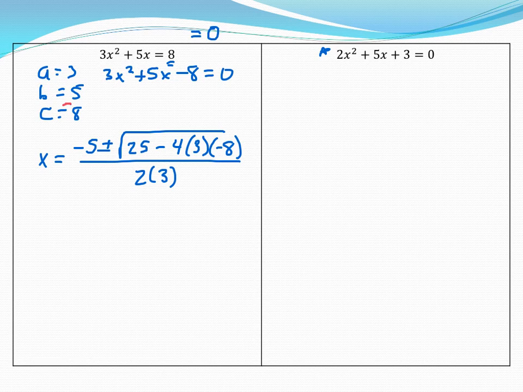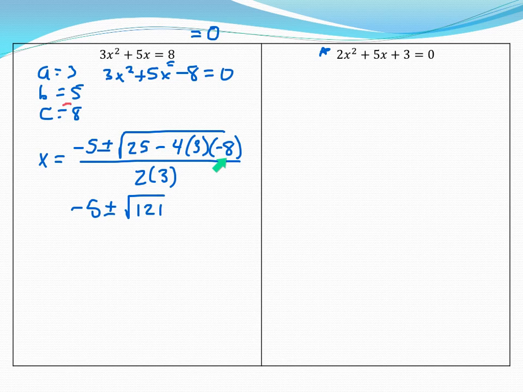All right, notice the right side, you have 4 times 3 times negative 8. And that's going to give you negative 96. So when you do 25 minus negative 96, notice how that gives you, oops, sorry, you're going to get plus or minus radical 121.